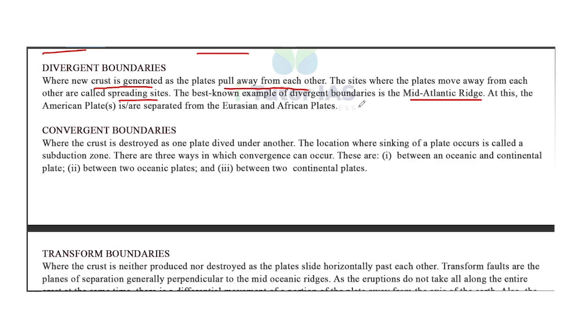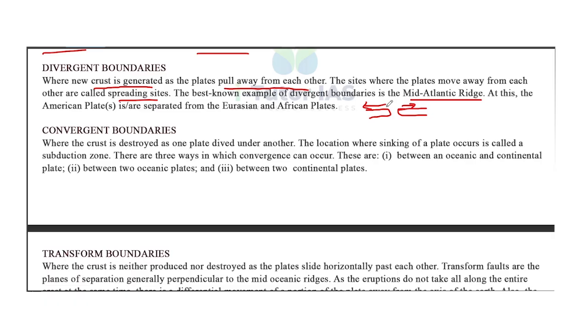So what are divergent boundaries? Assume this is a plate and this is another plate. In divergent boundaries, this plate moves to this area and the other moves to that. They move in opposite directions and become divergent. That is called divergent boundaries.